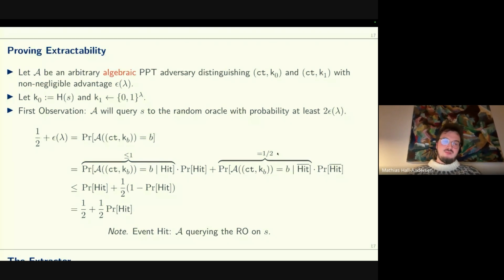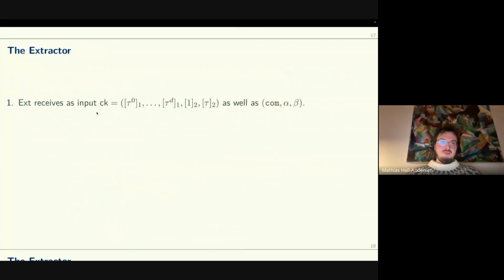Okay. The takeaway is that the adversary must actually query the random oracle. So in other words, if he can distinguish between the two keys, then it must be because he knows S. That's the only way he can distinguish between K0 and K1.